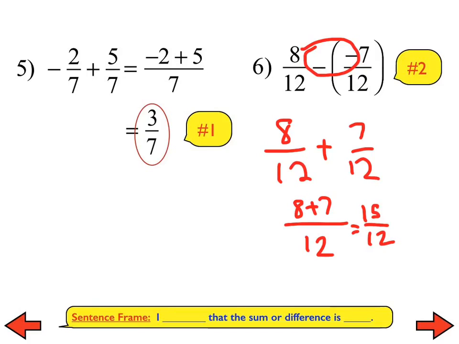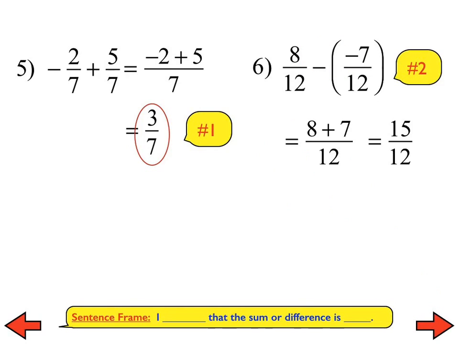No. Okay, they both reduce down by dividing by 3. Or you can just divide right away. I'm going to divide right away. 12 goes into 15 once, with 3/12 left over. Am I done yet? Okay, 1 and 1/4. Very nice. Questions so far? All right, good.